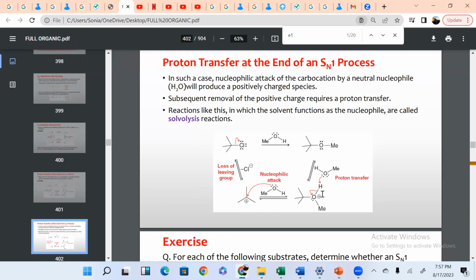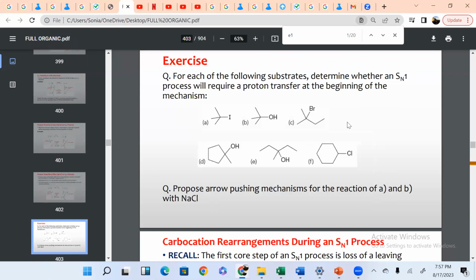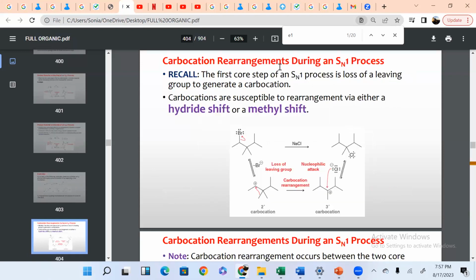I think we can note about solvolysis. So reactions in which the solvent functions as a nucleophile, these reactions are called solvolysis. So I think this is an important concept to mention. So let's just jump here.